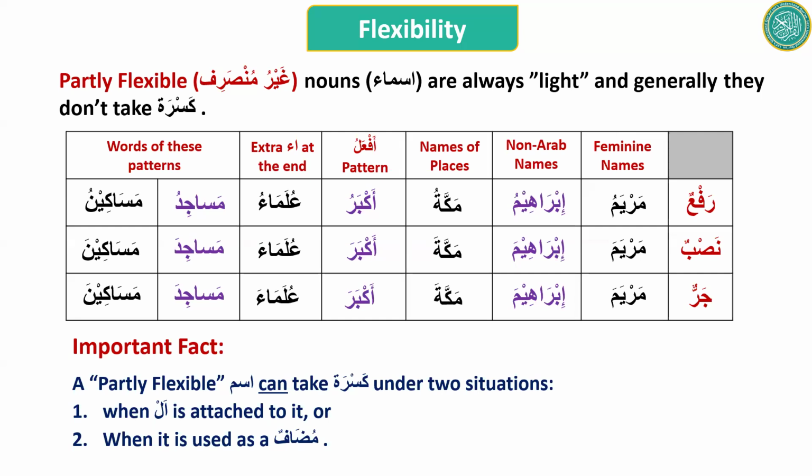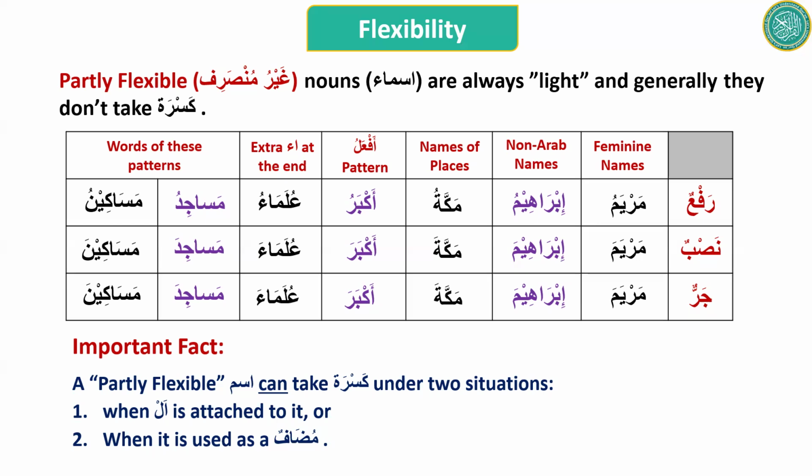For example, al-akbaru, al-akbara, al-akbari, as I said before. Or when it is used as a mudaf and it has to be in jar status, then it will accept kasra as well. So that's where I will conclude the flexibility topic.